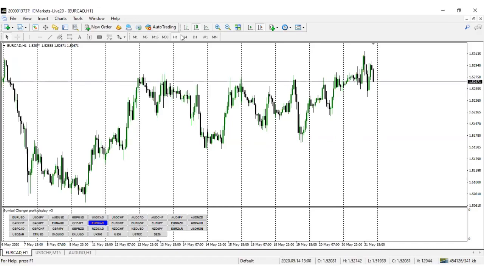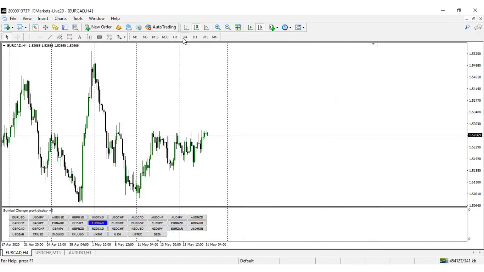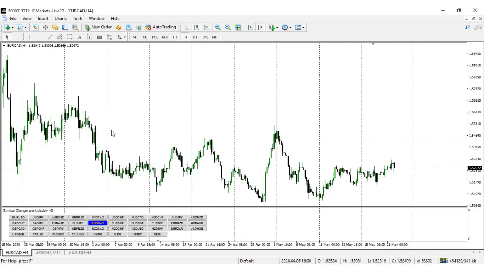Now, just like what I said, you can also use 4 hour time frame. So within this line and this line is a period, which is a week. Within this line and this line is a period, which is a week. Within this line and this line is a period, which is a week. That's for you to view your weekly high or low.